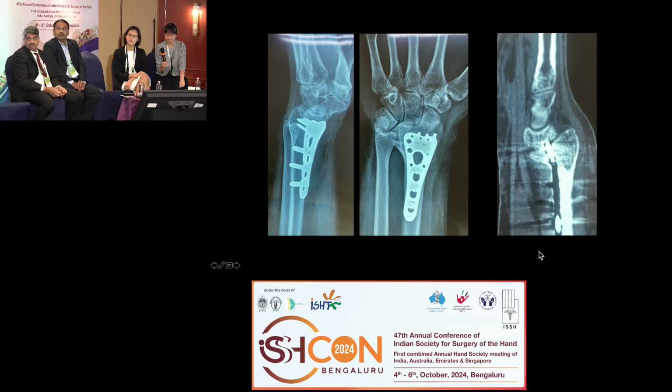Considering salvage, you're not considering any reconstruction. I think at 3 years, I don't think the joint is salvageable. True. Yeah, very true. Yes, I would, but I wouldn't give the patient hope.